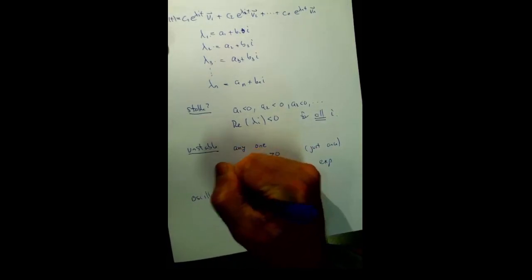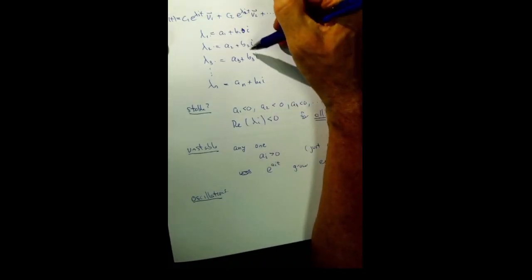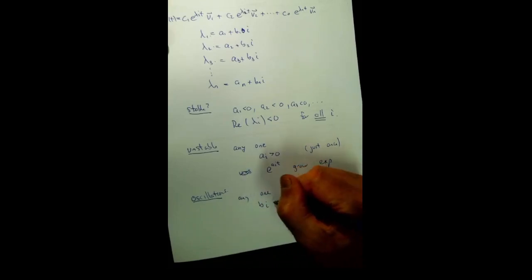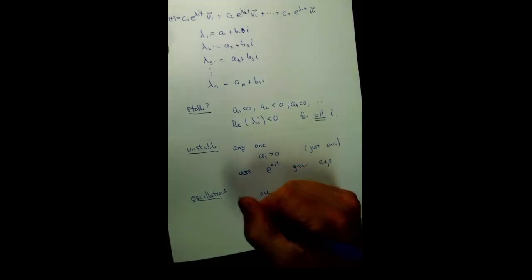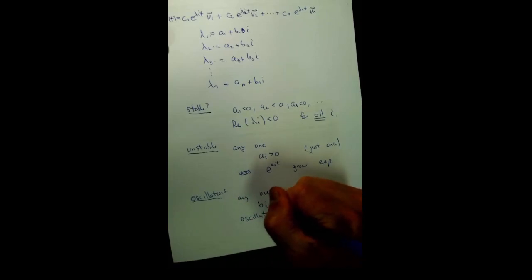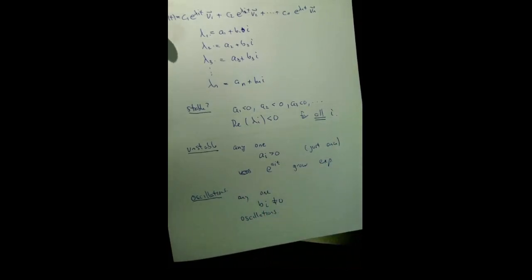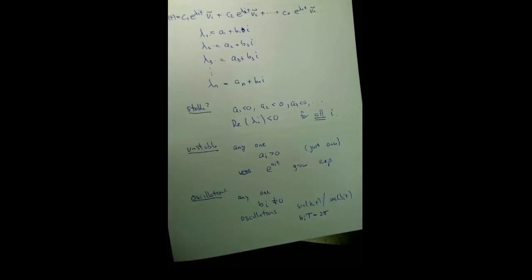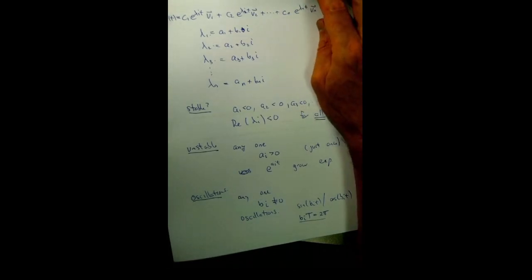For oscillations, we just need one of these. So if b sub i is not 0, then we're going to get oscillations. Okay, and that means we're going to get sine of bt and cosine of bt in our solutions, which means that b times the period is 2 pi. Okay, and we can figure out the period of oscillations from this relationship.